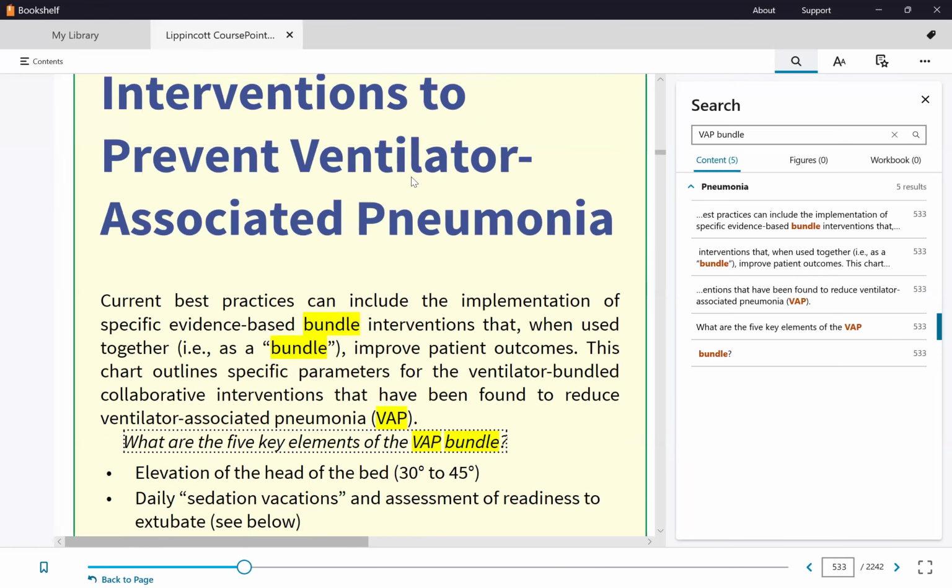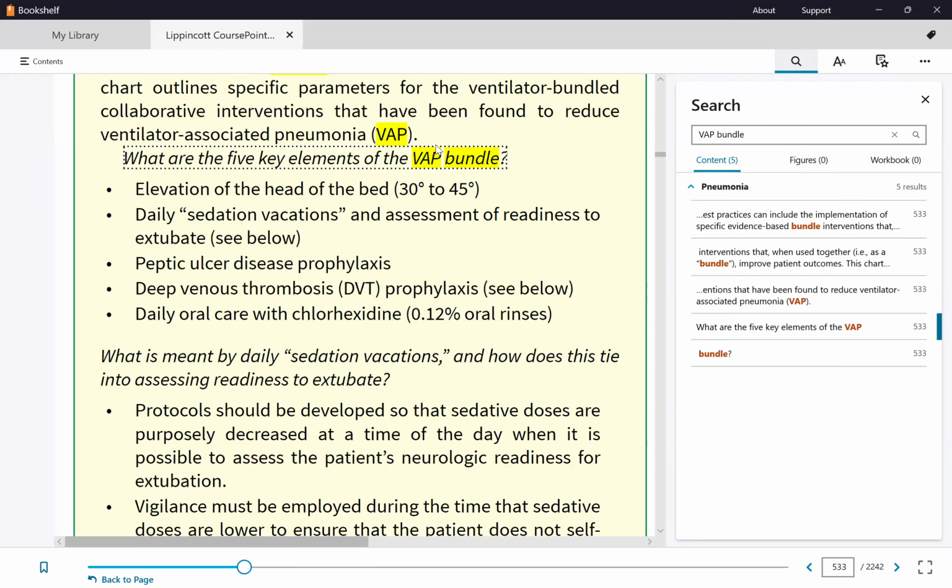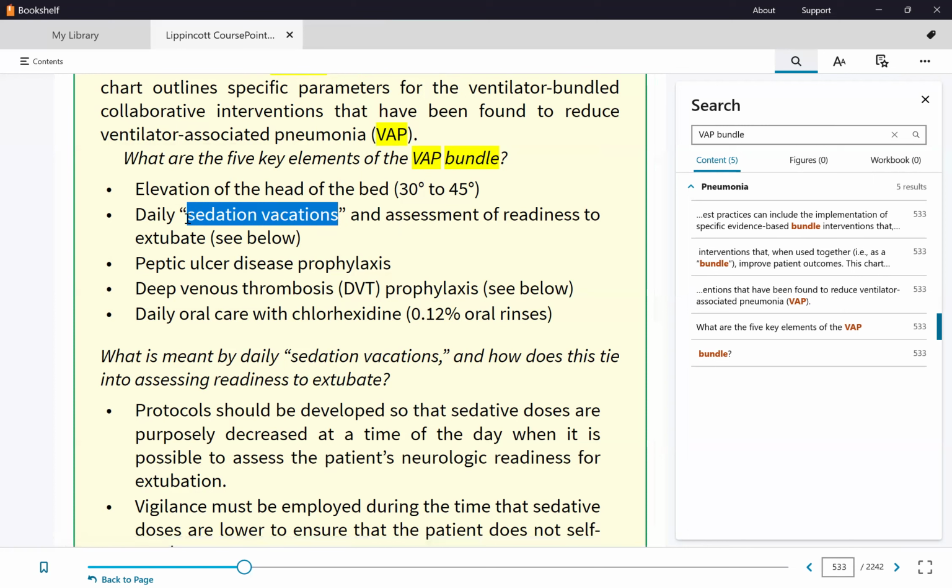Okay, so preventing ventilator-associated pneumonia. There are 5 elements. Head of the bed, again, 30 to 45. Daily sedation vacations. This is, we simply wake the patient up, meaning we stop the sedation infusion a couple hours at a time to see how they handle. Are they handling fine when they're awake? Okay, are they breathing okay?